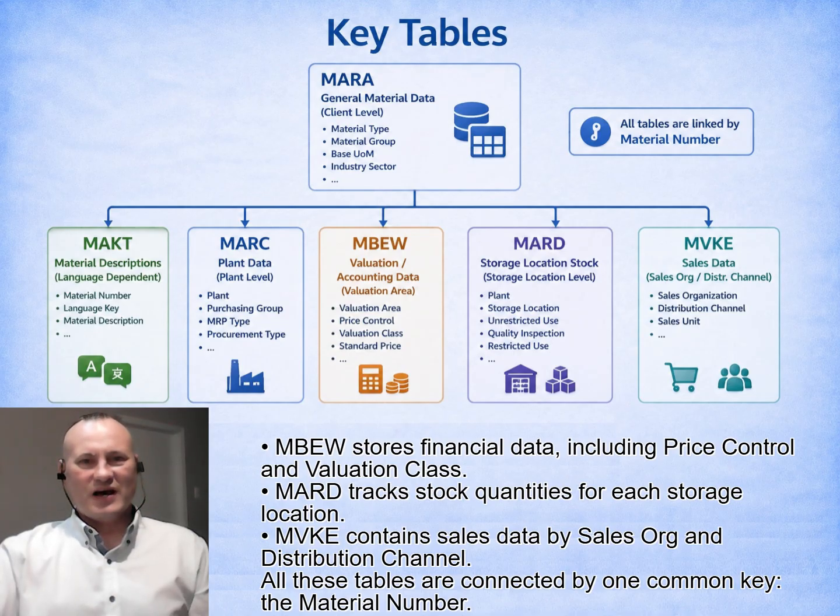MBEW stores financial data including price control and valuation class. MARD tracks stock quantities for each storage location. MVKE contains sales data by sales organization and distribution channel. All these tables are connected by one common key, the material number.